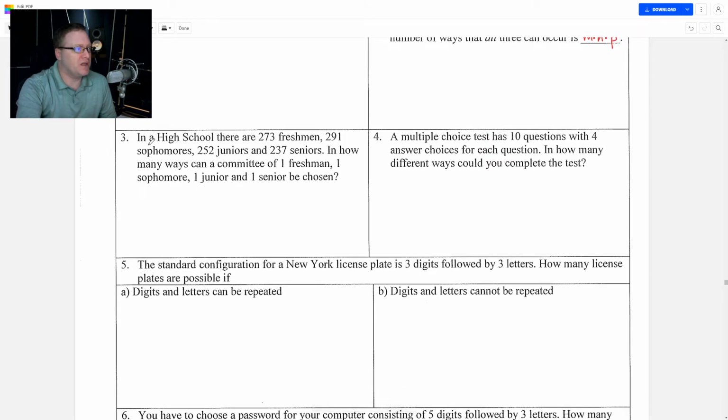So let's look here. In a high school, there are 273 freshmen, 291 sophomores, 252 juniors, and 237 seniors. We would call these 9th graders, 10th graders, 11th graders, and 12th graders. They're going to make a committee, and they're going to pick 1 freshman, 1 sophomore, 1 junior, and 1 senior. How many different ways can they make this committee? How many different ways can they have these 4 people on a committee?